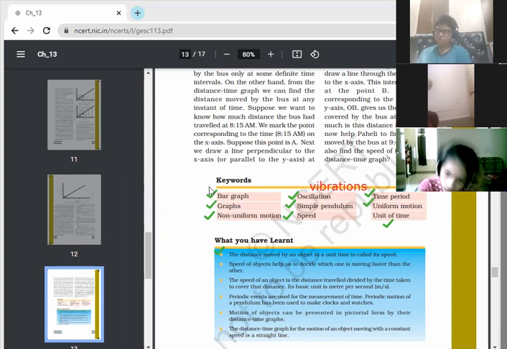So these are the key terms. This is your today's work, to write these key terms in the notebook. And I will be sharing it on the ERP also.